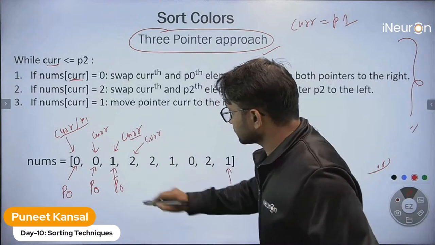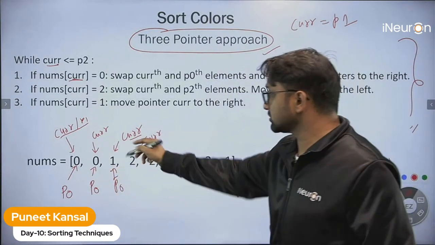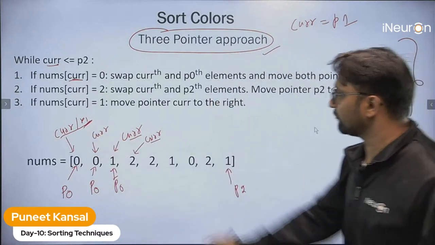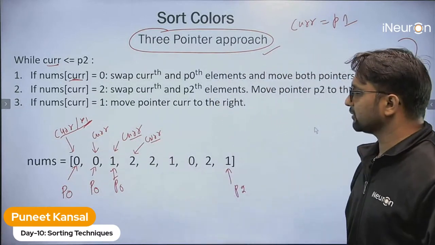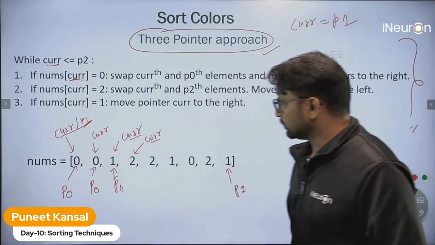Current can move. Current says that whenever I find 1, I will move, because this is keeping record of 1s. You can say that P1 is keeping record of 1s, or current can be taking the record of 1s. After that, now we find P2.